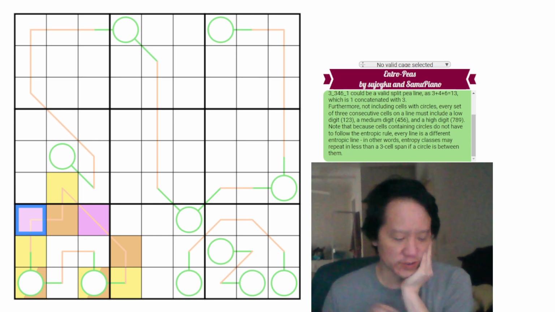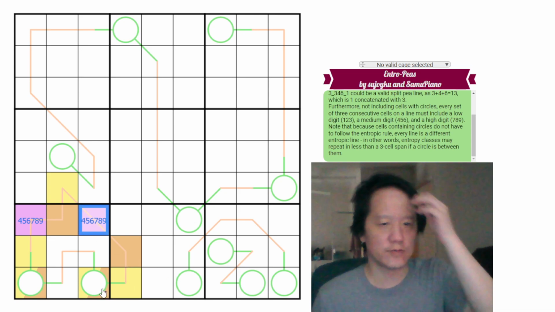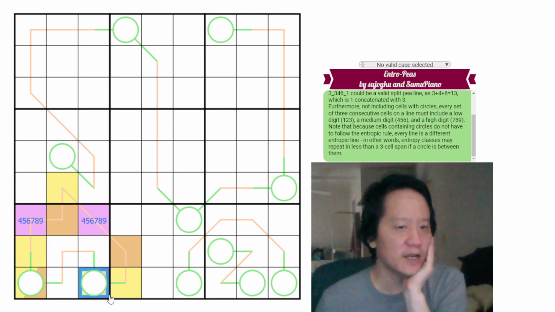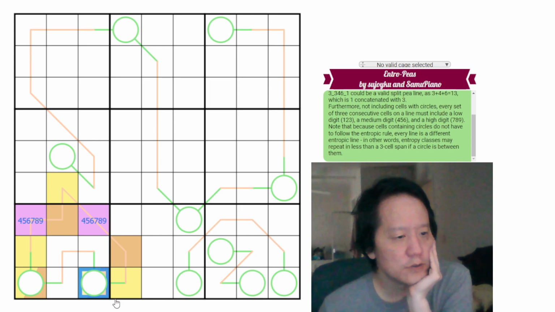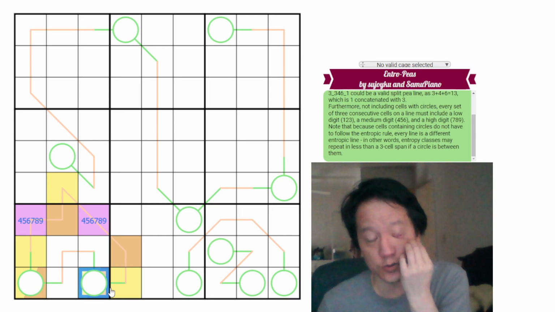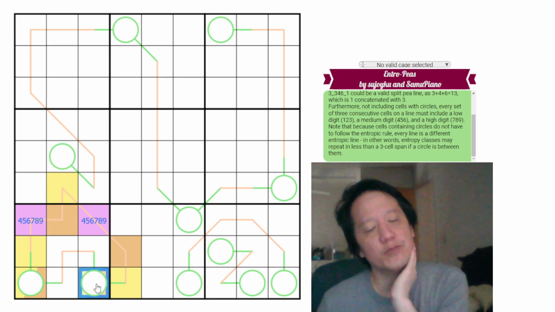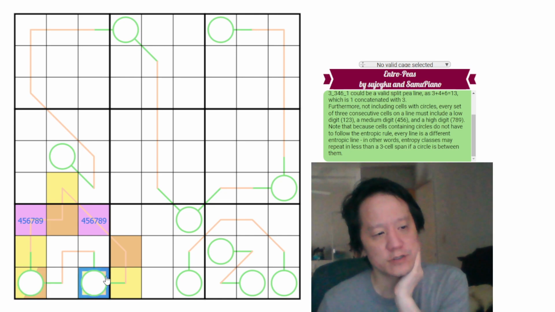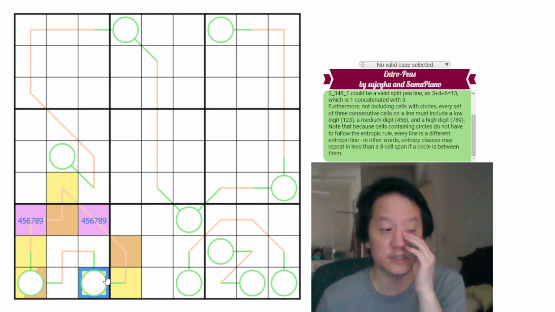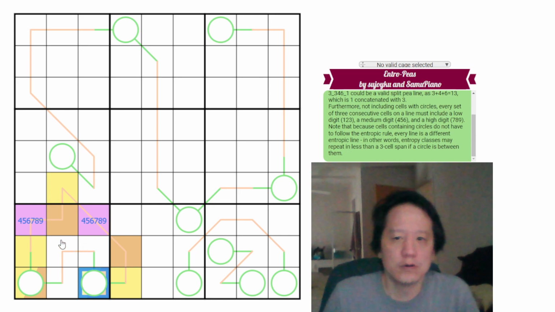So this is 4, 5, 6, 7, 8, 9. This is also 4, 5, 6, 7, 8, 9. Right? Because these three can only add up to 10 or 11, I guess 12. It would have to be 12 through 24. It can't be 12 because these are distinctly different entropy levels. So it would have to be 14, 15, 16, 17, 18, 19, or 24. Oh, it can't be 24.